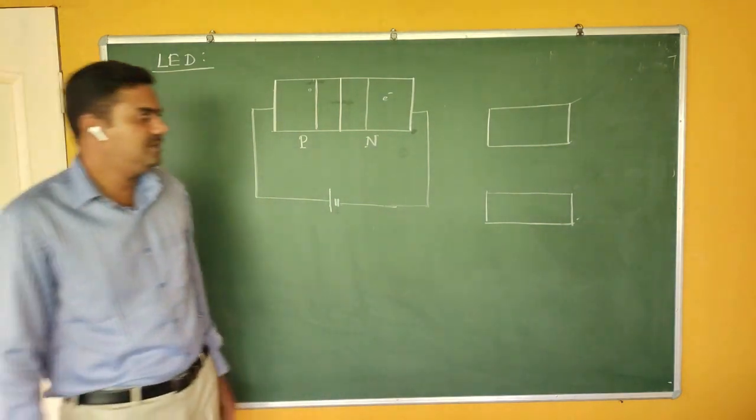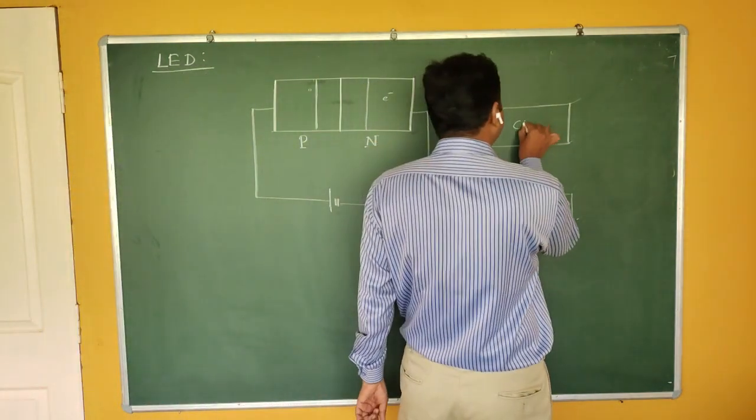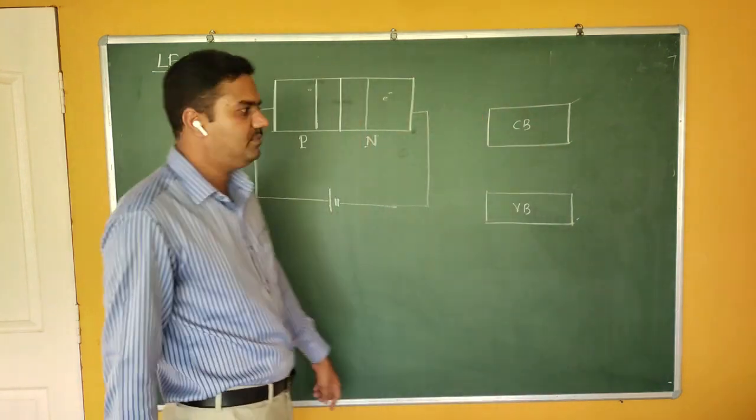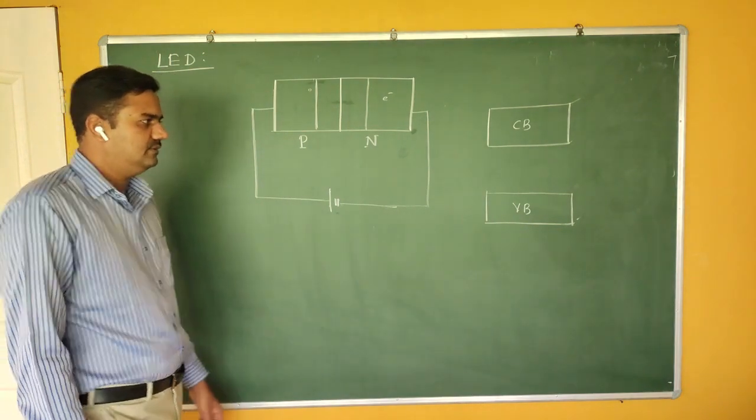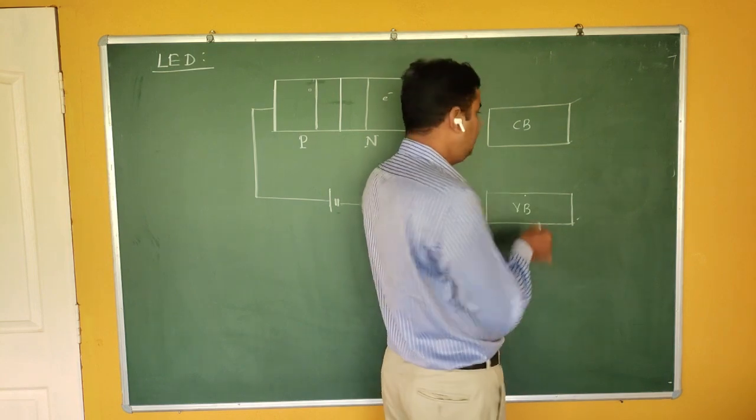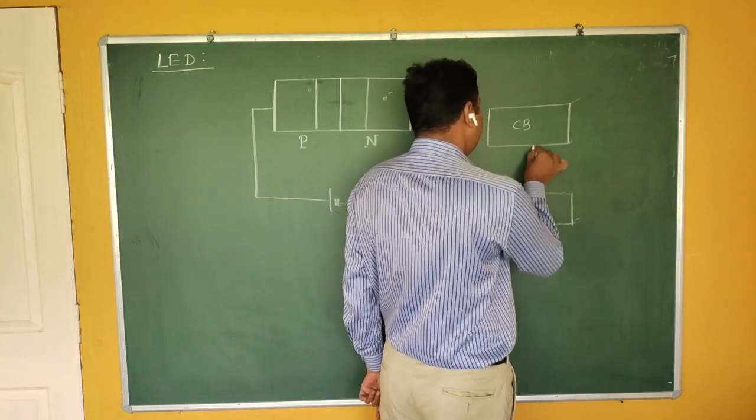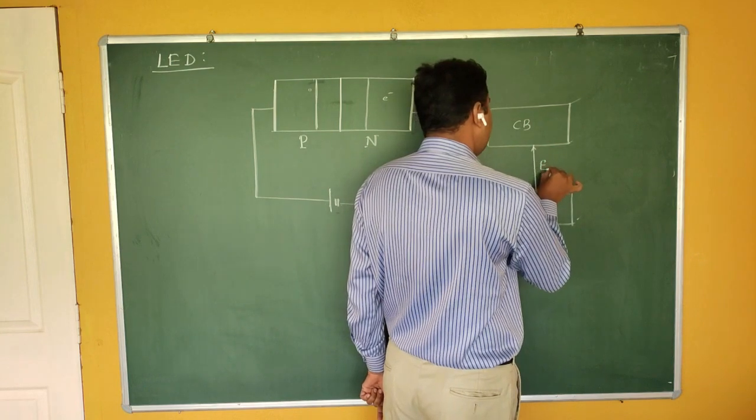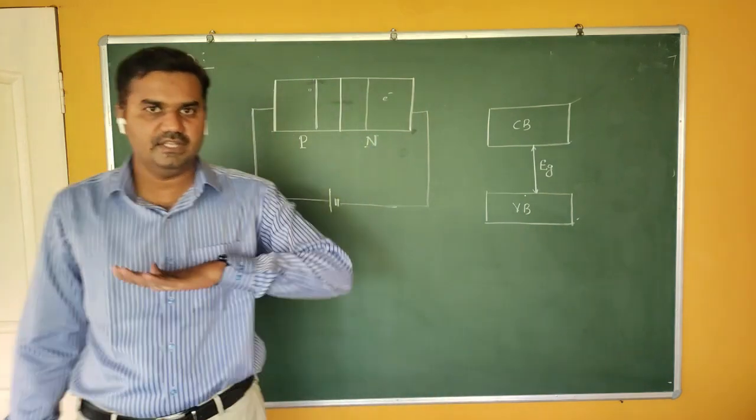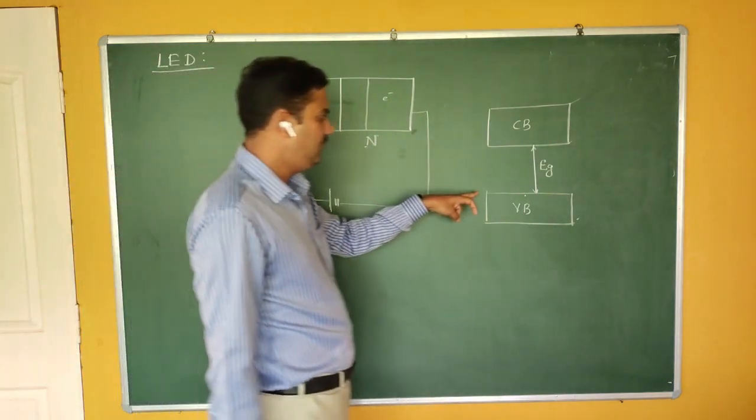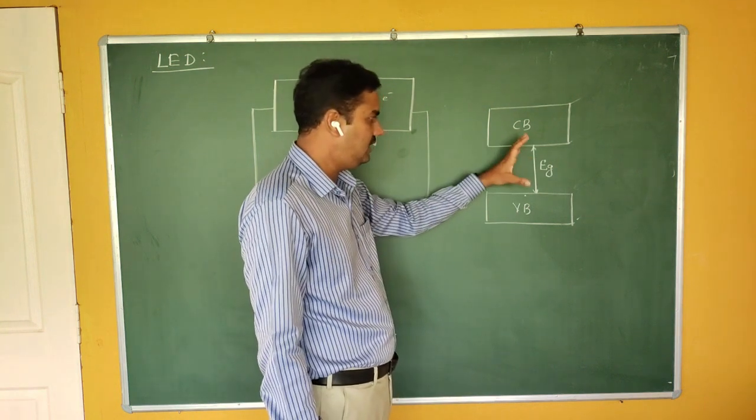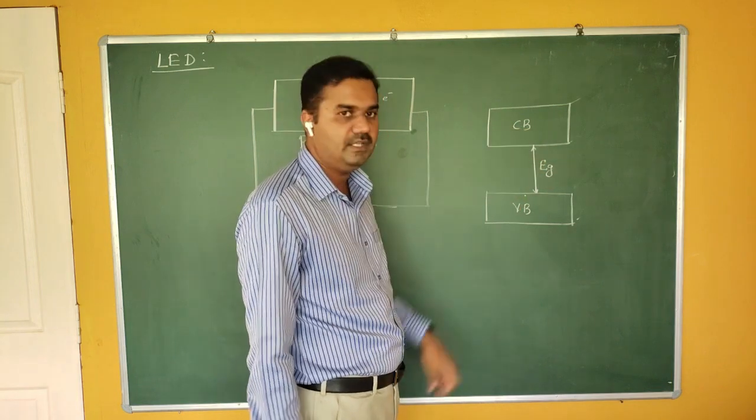So you have the conduction band and you have the valence band. The free electrons are present in the conduction band, and in the valence band they are bound. When you supply energy to the electrons, that energy should be greater than the energy gap. The energy gap is the energy between the highest energy level of the valence band and the lowest energy level of the conduction band. That part is forbidden, and that particular energy gap is Eg.